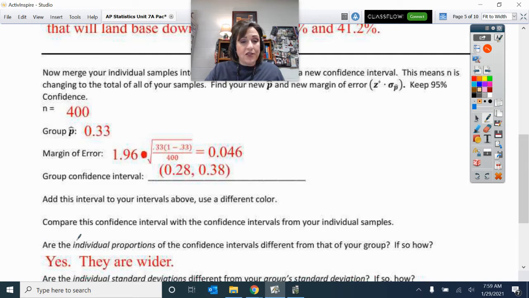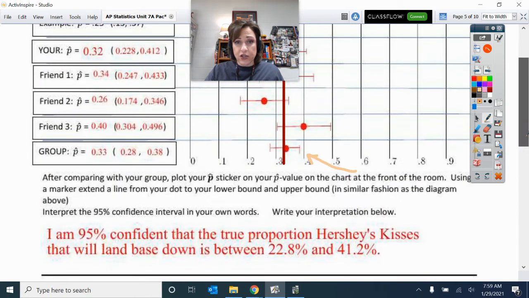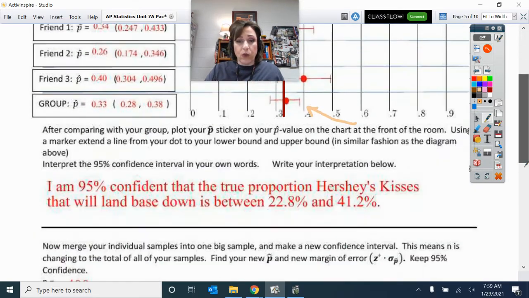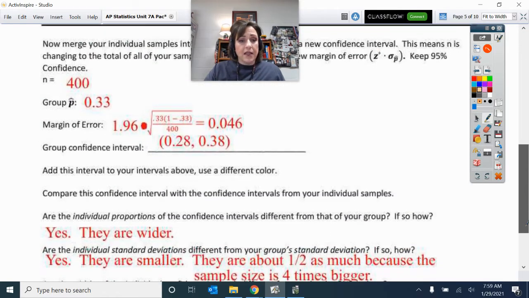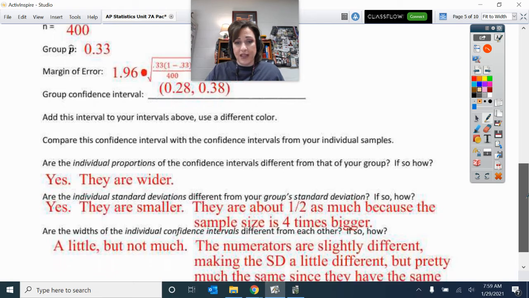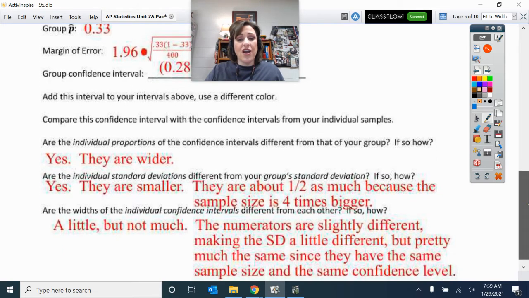Compare them. Are the individual proportions of the confidence interval different from that of your group? If so, how? Yes, I can see that they are wider. So I'm kind of answering what I've already talked to you about. Yes, they are wider. And then what about the widths of the individual ones, are they different from each other? Just a little, not very much.